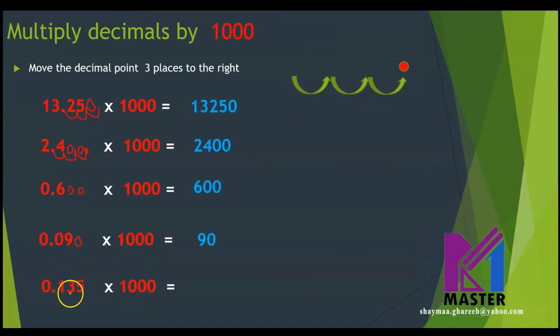0.135 times 1000. I'm going to move the decimal points 3 places to the right as usual. So the answer will be 135.